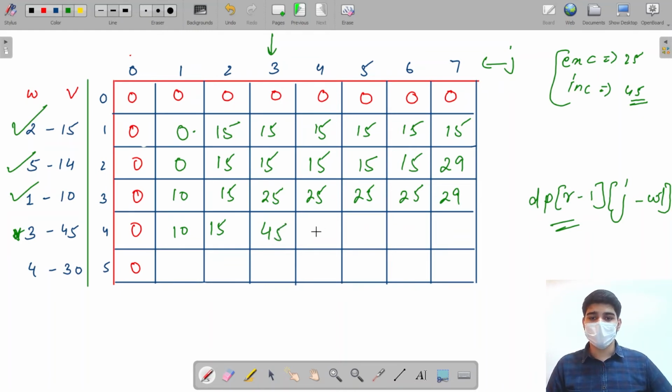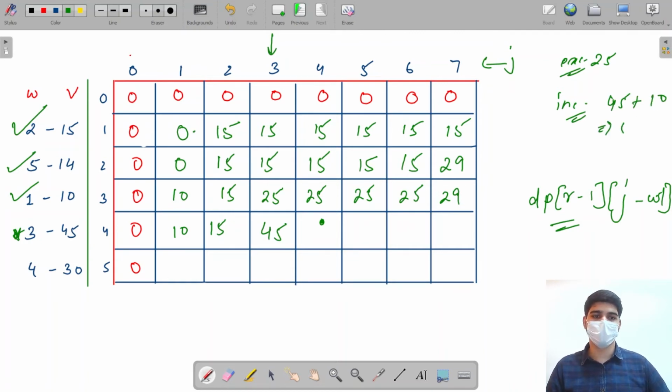Right? Now, at this point, if you see, if I exclude myself at this point, I would get 25 as value. Right? At this point. And if I include myself, I would get 45 plus 10, which is 55, right? Because this minus 3 gets me to this point, right? Which is 10. So 45 plus 10, which is 55. So of course, inclusion wins in this case too. Hence, we'll just erase this and this, and we have 55 over here, right? Now again over here, we have 25 in exclusion.